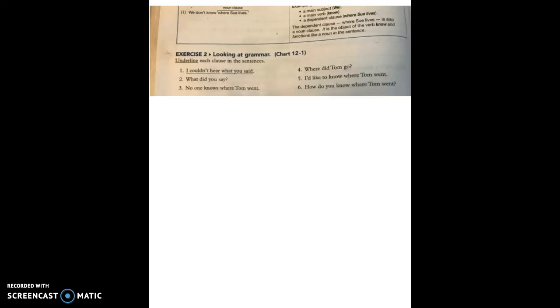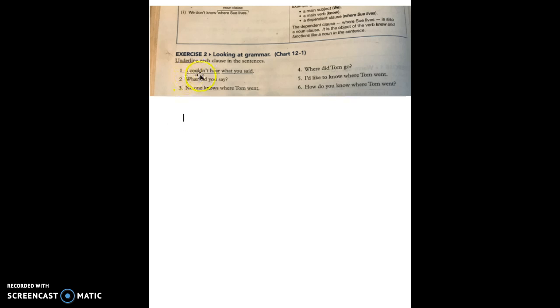Since you had homework in your book and we won't have a chance now to go over it today, let's do it on video. So the first homework page was on 248, exercise 2. The only thing you needed to do here was to underline the clauses. And remember, a clause is a subject and a verb.